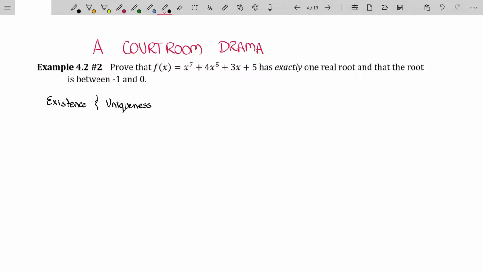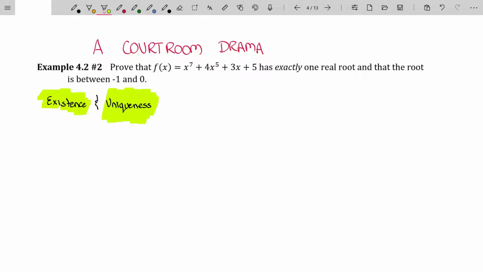Existence and uniqueness ends up being a huge thing in mathematics. When you want to prove, for example, in this case, that this function crosses the x-axis only once, well, you have two jobs. Prove that it crosses the x-axis. That is, there exists a point where it crosses the x-axis. And then, second job, prove that it only does that once. That is, the crossing point is unique. That is existence and uniqueness.